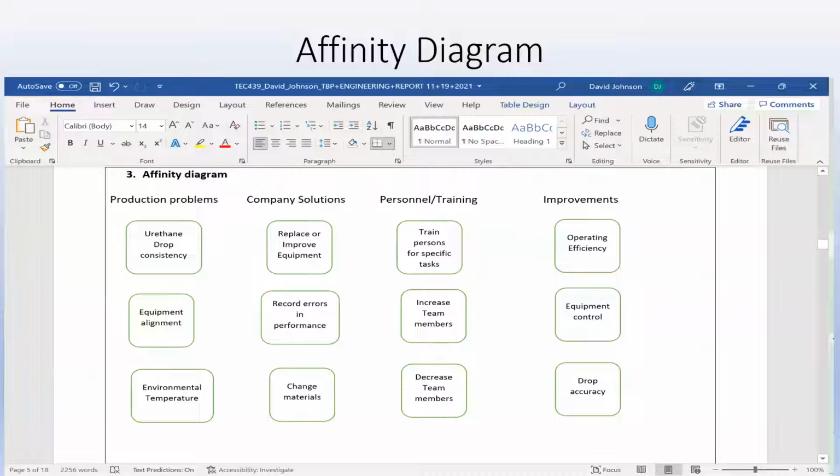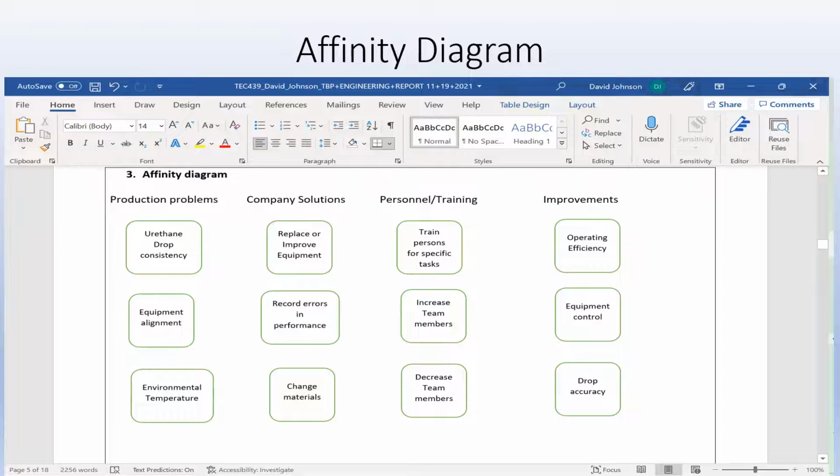An affinity diagram would give us a chance to get our thoughts ordered. All right, the 4 areas that would be related to each other would be production problems, company solutions, personnel training, and improvements. Looking at production problems, there's obviously urethane drop consistency, the equipment alignment, and the environmental temperature. For company solutions to these problems, replace or improve the equipment, record errors in performance, and change materials.